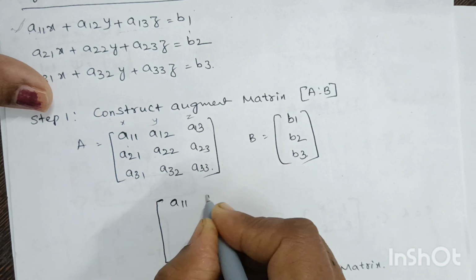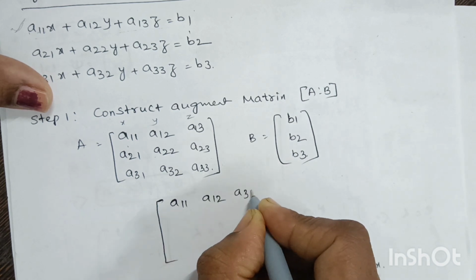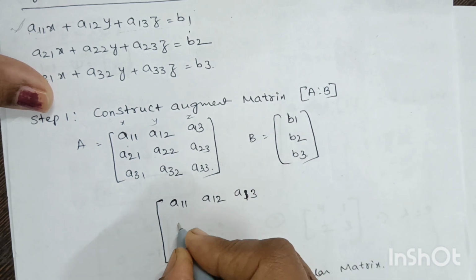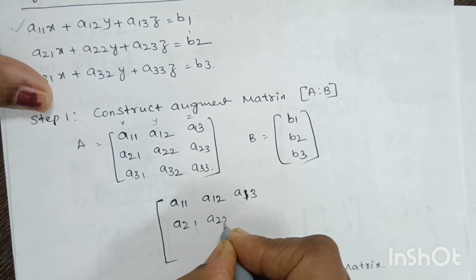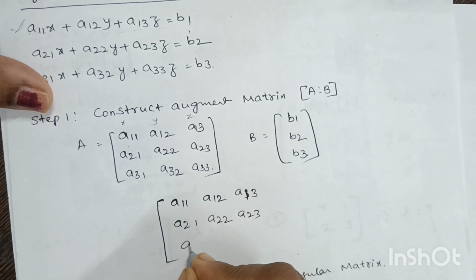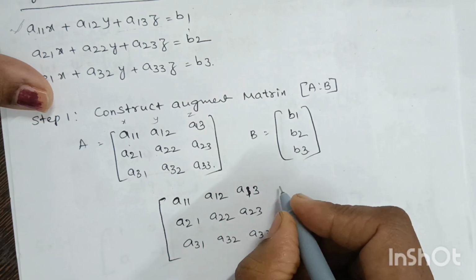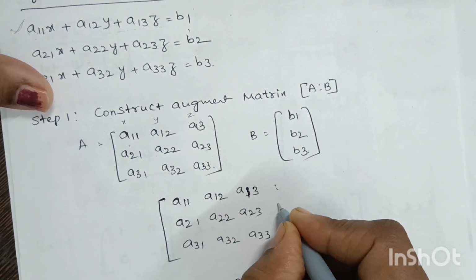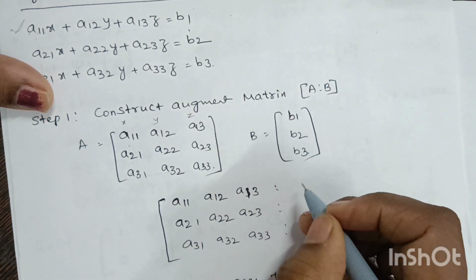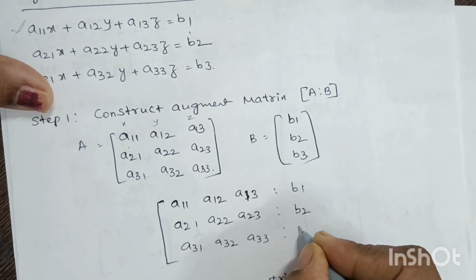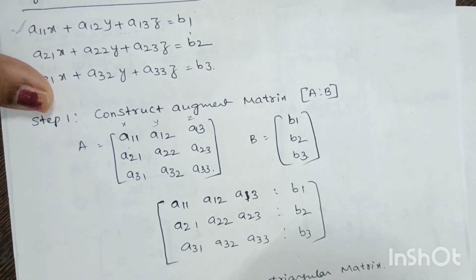That is a11, a12, a13, a21, a22, a23, a31, a32, a33, and next b1, b2, b3. This is the augmented matrix for A and B.